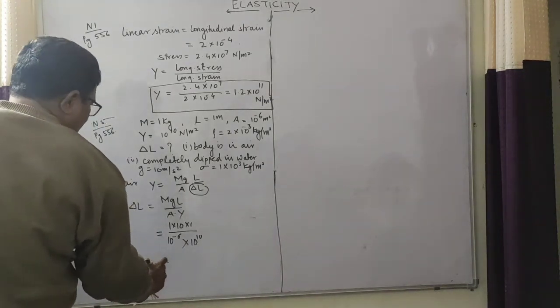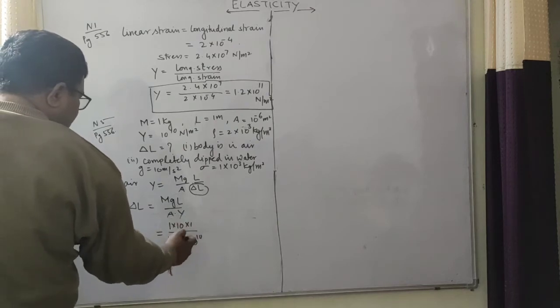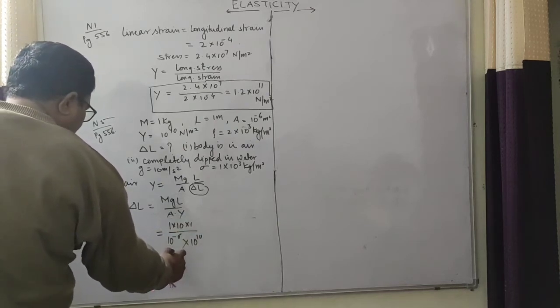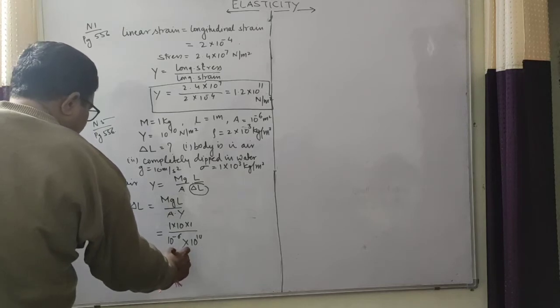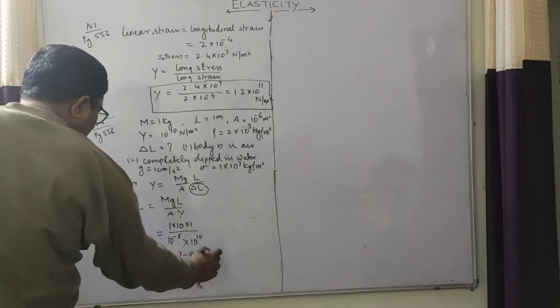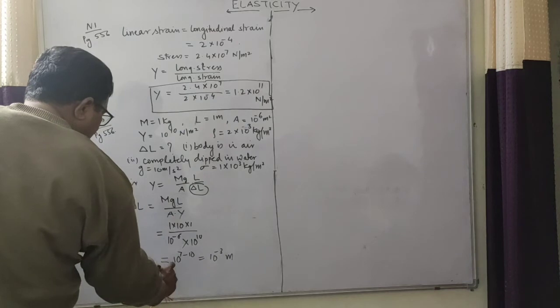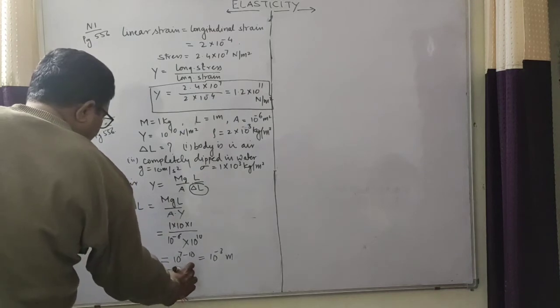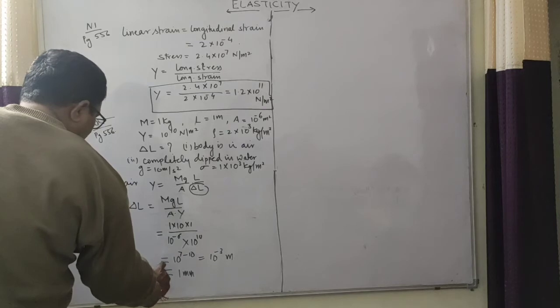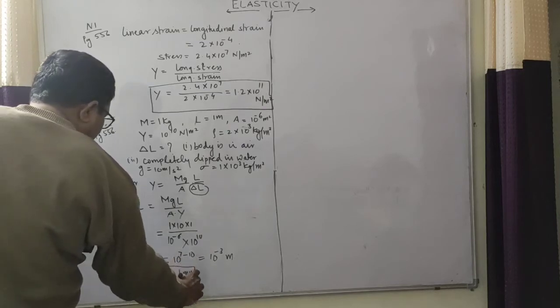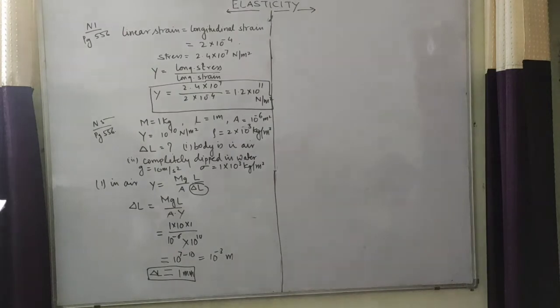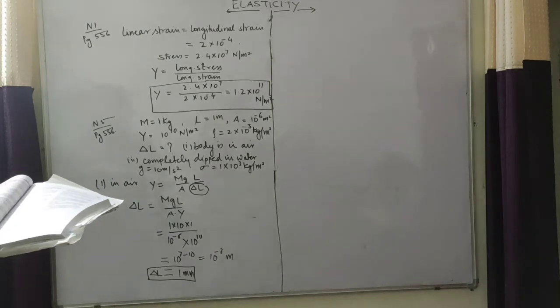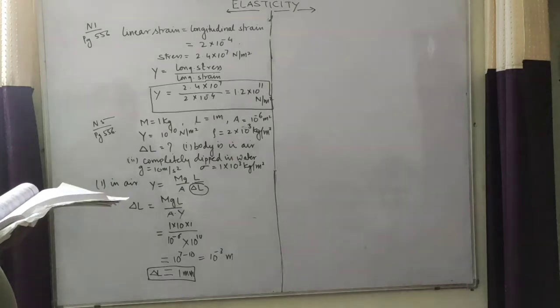So on solving this, you are going to get 10 to the power 7 minus 10, that is 10 to the power minus 3 meter, which is equal to 1 millimeter. So in the first part the answer is 1 millimeter, or you can write 1.0 millimeter, is the elongation while the body remains in air.